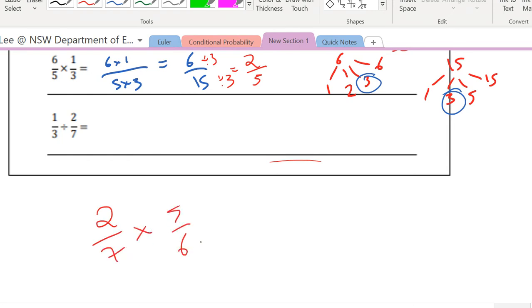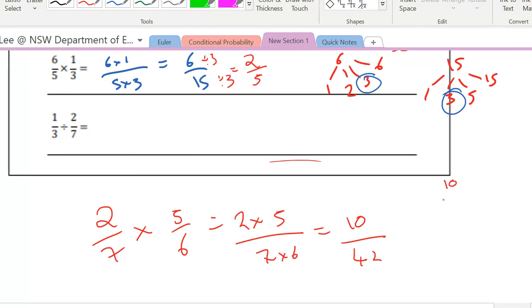multiplying this for me. Pause the video. Okay, so hopefully you've done that now. 2 times 5 is 10. 7 6s are 42.